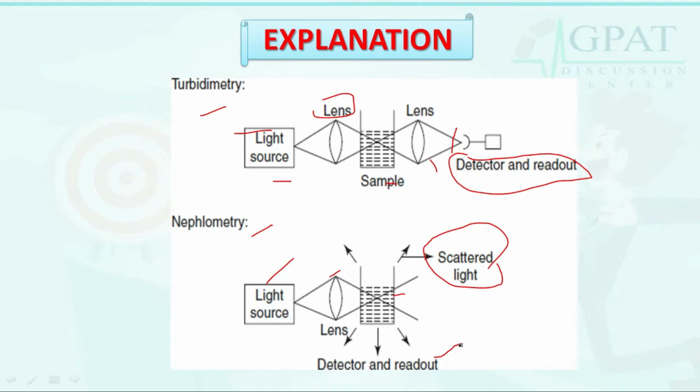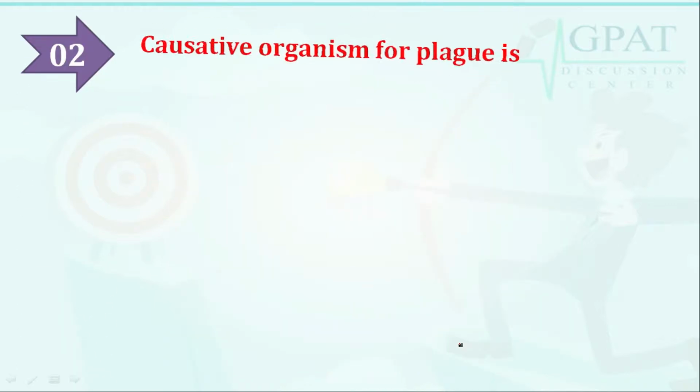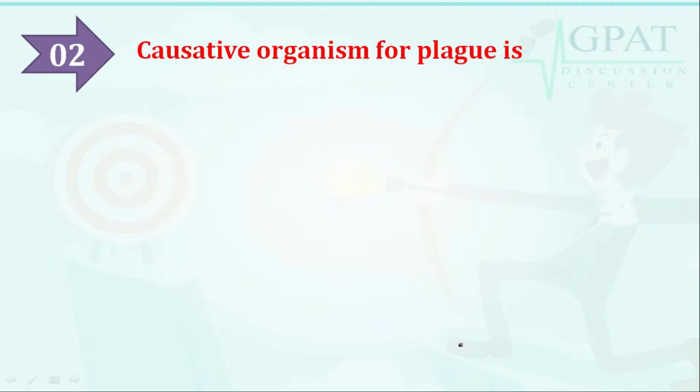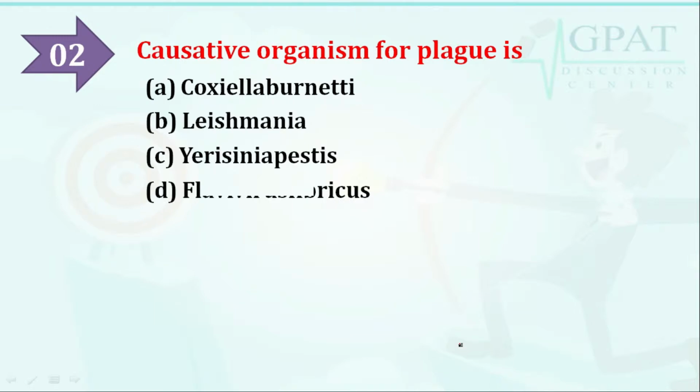Try to memorize the principle of these because it is very important. So the next question is: the causative organism for plague is, and here the options are A, Coxiella burnetii, B, Leishmania, C, Yersinia pestis, D, Flavivirus. So the correct answer is Yersinia pestis.